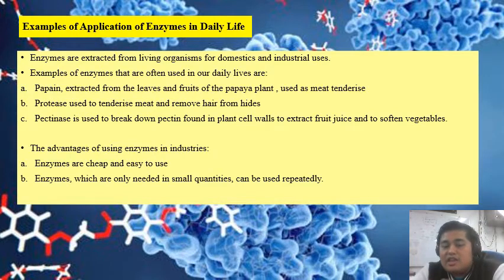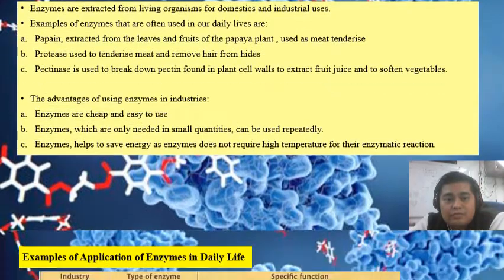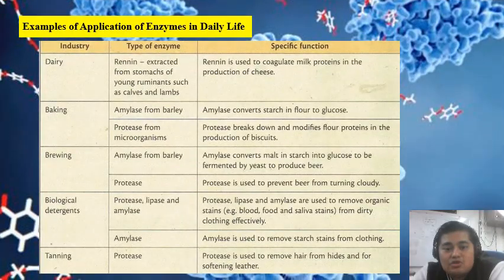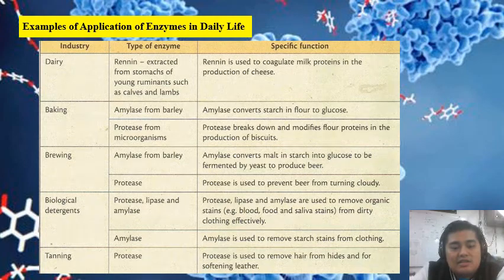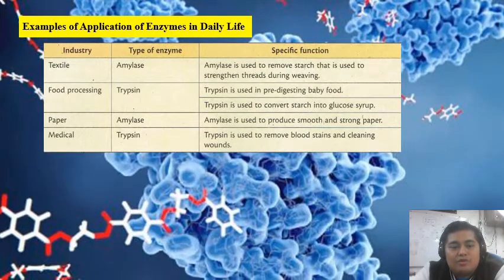So the advantages of using enzyme in industry are: enzyme is very cheap and easy to use. They are only needed in small quantity because they can be used repeatedly. Kita boleh ulang banyak kali guna dia. The enzyme helps to save energy as enzyme does not require high temperature to do their enzymatic reaction. So ini adalah contoh-contoh aplikasi yang kita boleh jumpa lah dalam industri dairy, baking, brewing, biological detergent, tanning, textile, food processing, paper and medical.